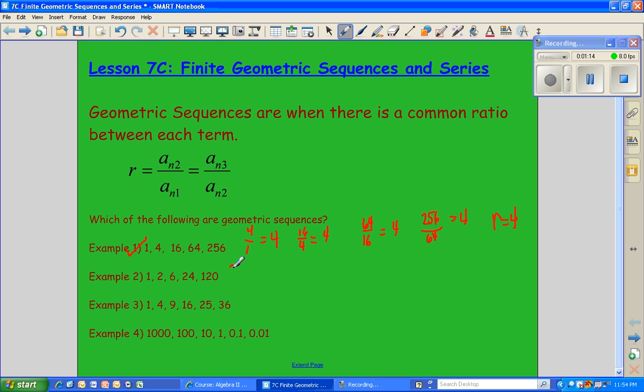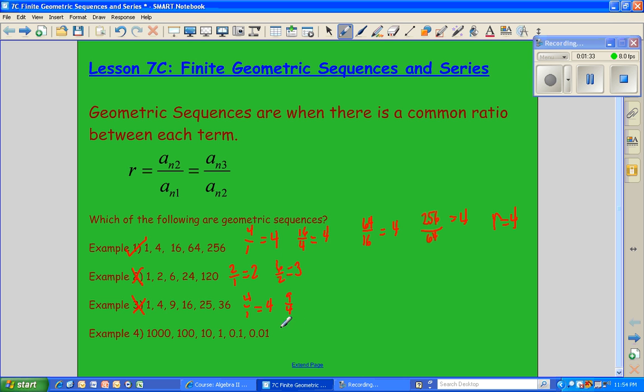Now, if you look at the next one, 2 over 1 is 2. 6 over 2 is 3. Already you see a discrepancy, so we know example 2 is not going to be a geometric. 4 over 1 is 4. 9 over 4 is not 4, so you can throw that out.